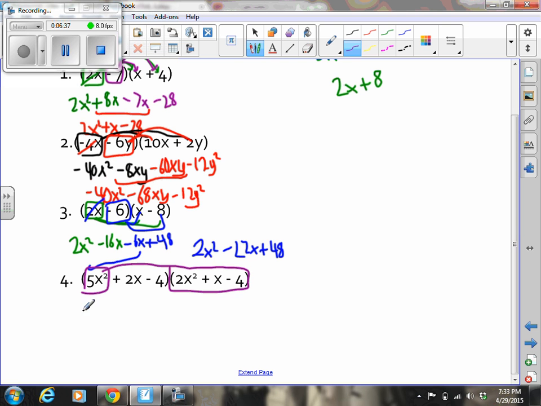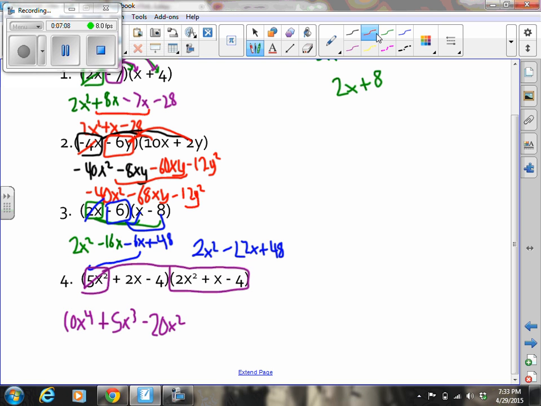Let's do it. 5x squared times 2x squared would give me 10x to the 4th, applying my rule of exponents correctly. 5x squared times x would give me 5x to the 3rd, applying my exponents correctly. 5x squared times negative 4 would give me negative 20x squared. And I have completed my 5x squared.